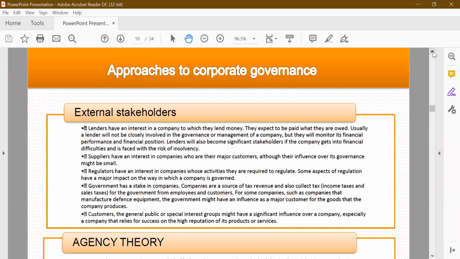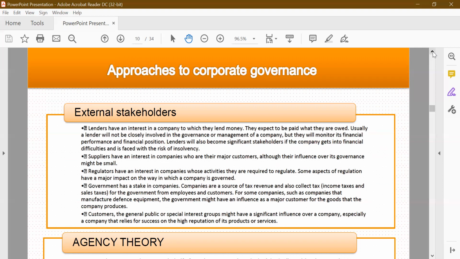Now, we've looked at shareholders, directors, employees. Now, let's look at external stakeholders. Then, after we talk about that, we might move on to the agency theory. Lenders have an interest in the company to which they lend money, right? A lender is an external stakeholder. External stakeholders are basically stakeholders that exist outside the company.